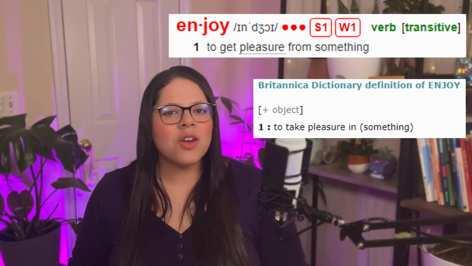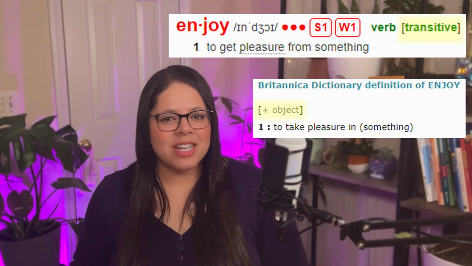In English, each verb has a different requirement. Some verbs require one object, some require two, and some require none. Every time you learn a new verb, make sure that you also learn what the verb requires so you know exactly how to use it in a sentence. A good dictionary will always tell you this information.